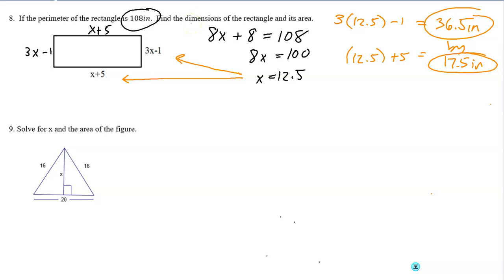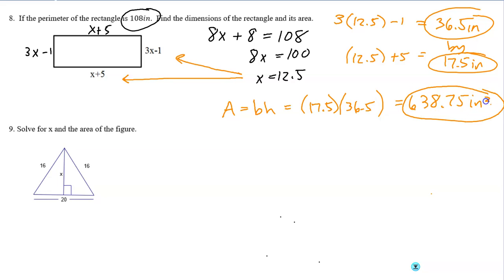And then they want the area. Okay, well, area is not bad. A rectangle's area formula is just base times height. So my base was 17.5, that dimension, and my height was 36.5. So I get 638.75. Again, I highly recommend a calculator. Notice these ones are not squared because these are just lengths. This is squared because it's the actual area.